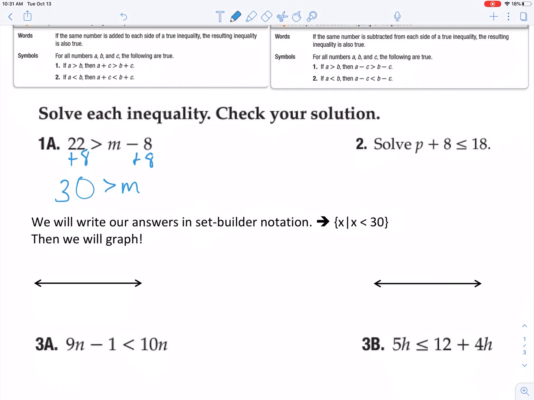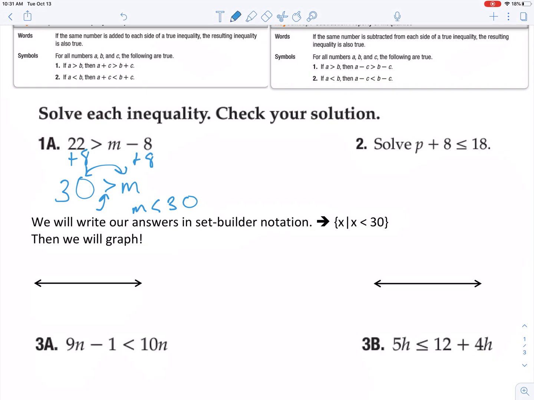Now, if I wanted to rewrite this where the variable is on the left, I can do that. But since I switched the sides that the variable and the number are on, I'm also going to switch the sign. Since the smaller side was facing the m in the first place, the smaller side should still be facing the m in my final answer.